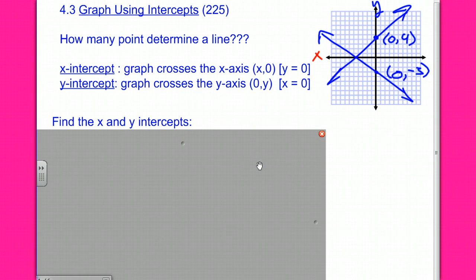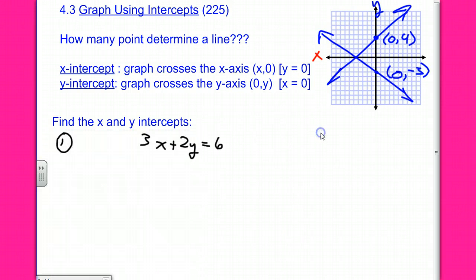Let's find the x and y intercepts when given an equation. Here it is, 3x plus 2y equals 6. Now we could go graph this and find the points that are touching the x and y axis, but we could also just do this mathematically. And most students like to do it the fastest possible way. And the fastest way is mathematically. Okay?